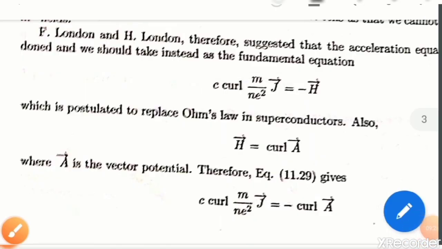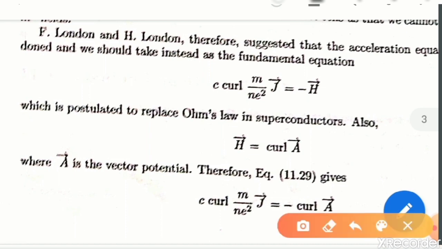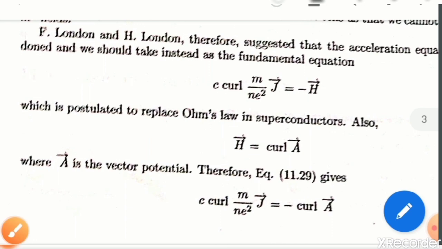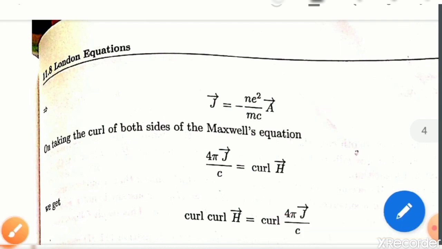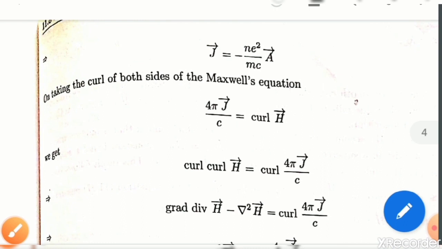On taking the curl of both sides of the Maxwell equation, we get 4 pi j by c is equal to curl H, and from this equation we can have curl of curl H is equal to curl of 4 pi j upon c. Now solving this condition, gradient divergence H minus del square H is equal to curl of this much. Now divergence of H is 0, so we get del square H is equal to curl of this much, and from the above equation we have this equation by putting the result from above.